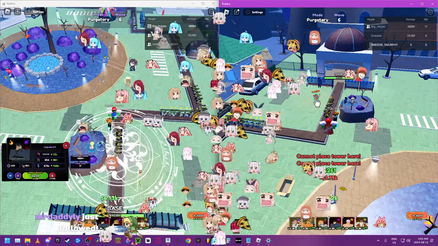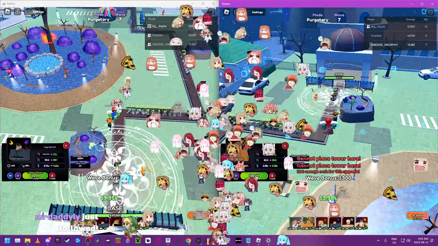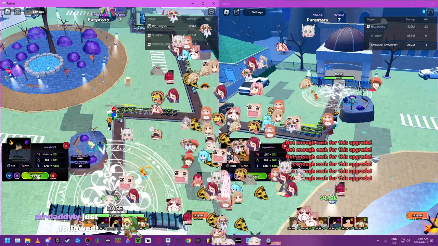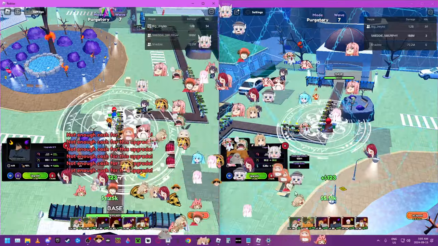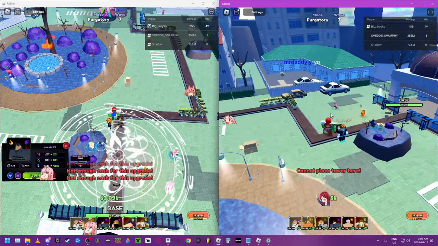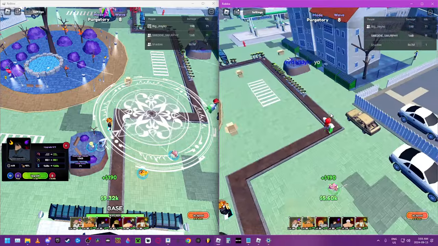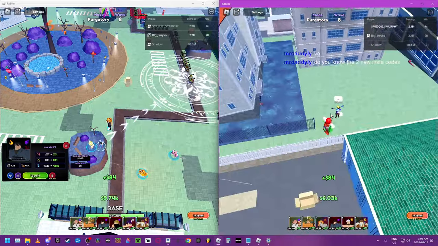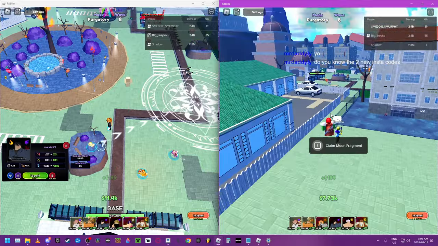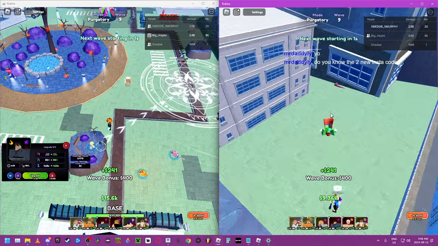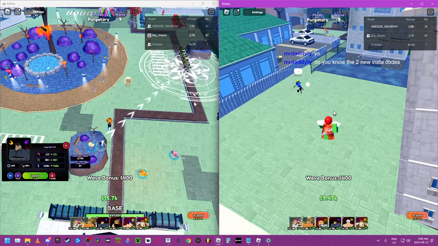We died. All right, so where did it spawn? Oh, there it is, right here. This is another place that spawns. I didn't know it spawned here. All right, moon fragment there. Homie picked it up. Get it.